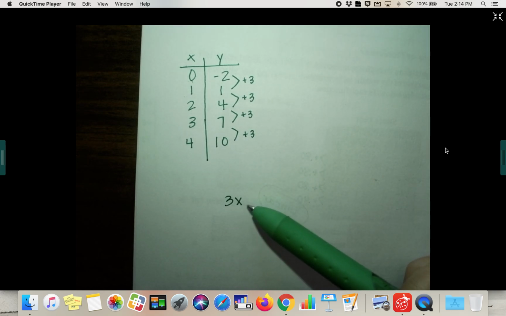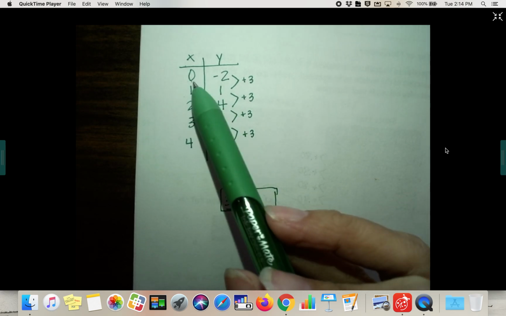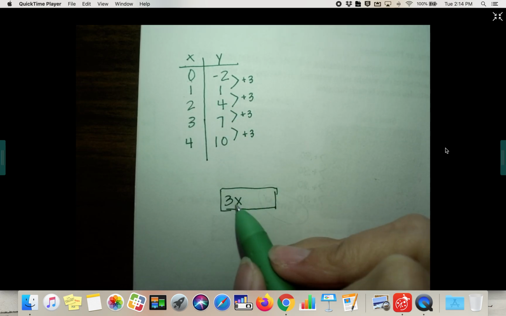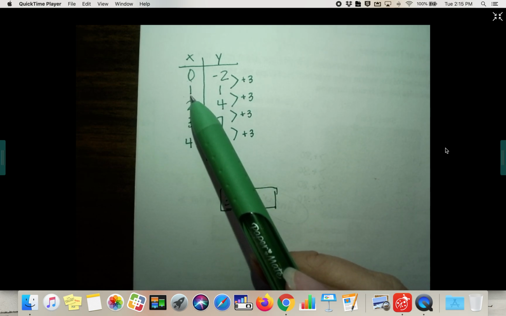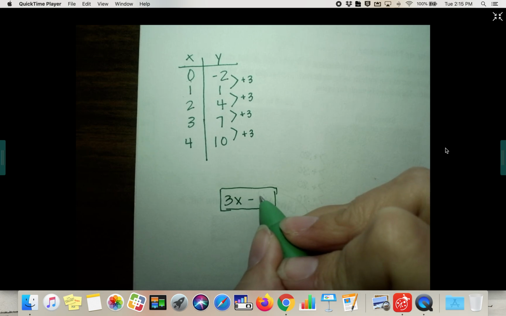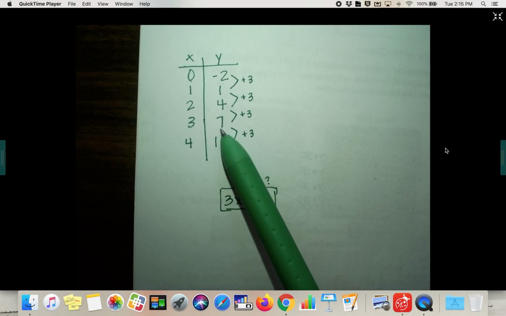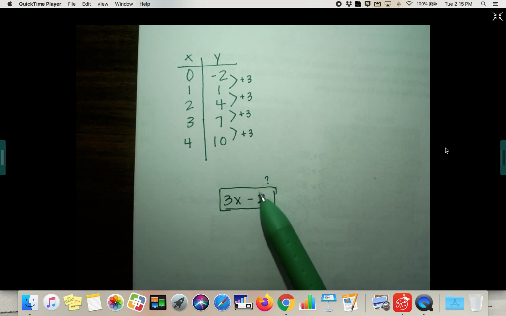So it's 3x. And then it's going to be plus or minus something. We're not done with the rule. If it was just 3x, that would be 0, 3, 6, 9, 12, but it's not. It's 3x, and then it's adding or subtracting something. So 3 times 1 is 3. To get it to 1, you subtract 2. So let's just see if it's minus 2. We don't know for sure yet. 3 times 3 minus 2 is 7. 3 times 4 is 12. Minus 2 is 10. So this is it.